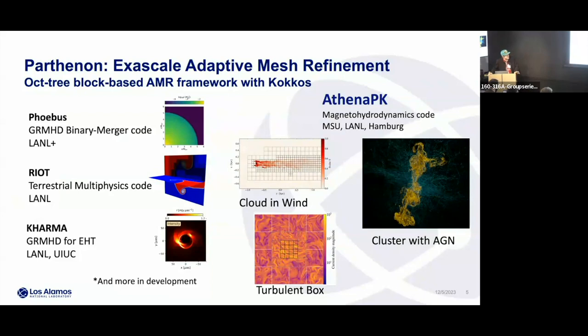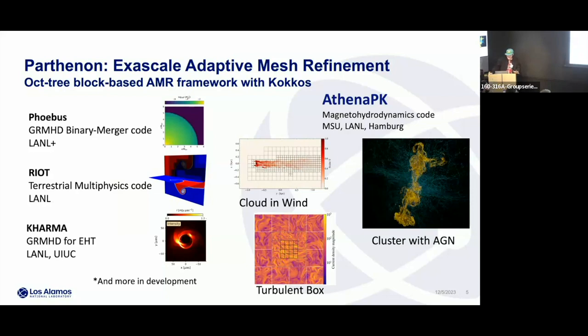There's also Phoebus, another GRMHD code, and RIOT, which is a private Los Alamos code. And today, AthenaPK, which is our exascale magnetohydrodynamics code, which we've used for cloud and wind simulations, turbulence, and now today, cluster simulations with AGN.